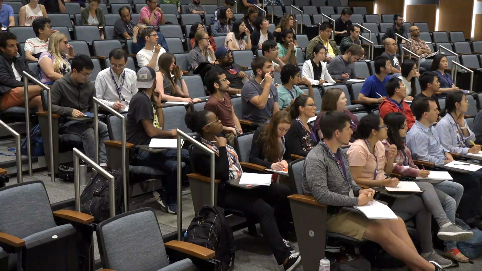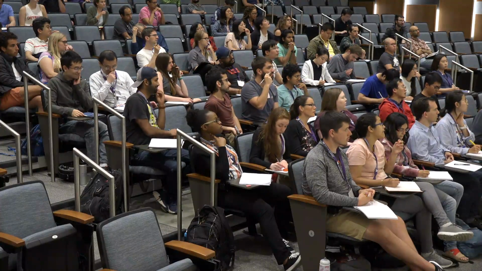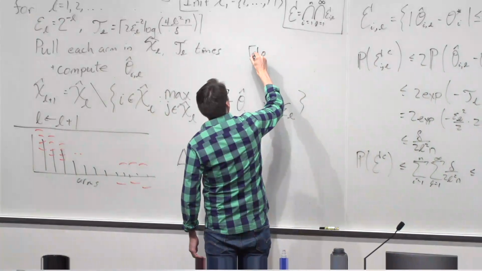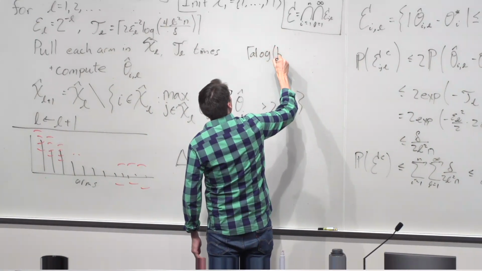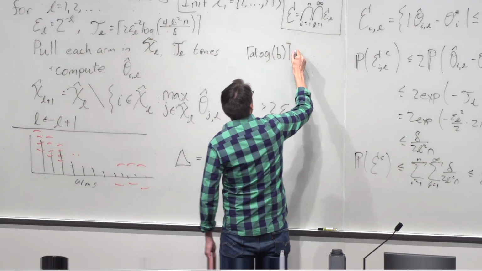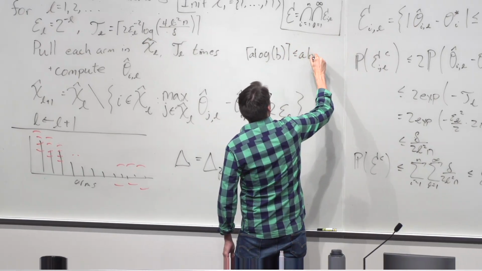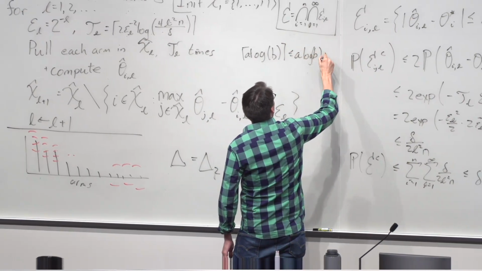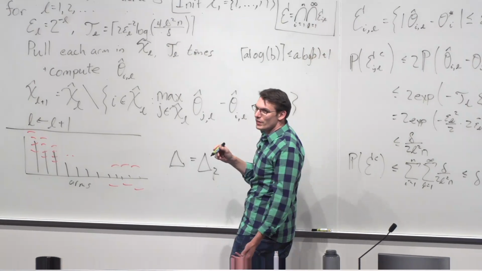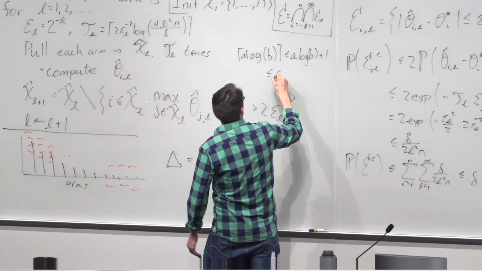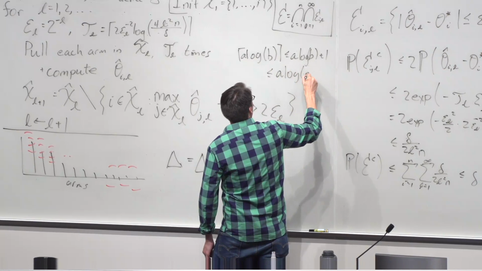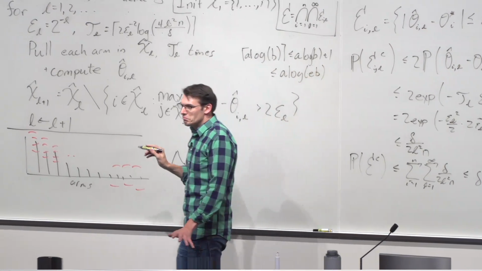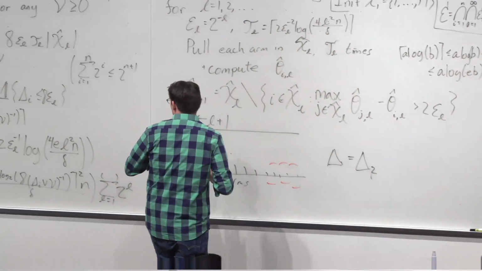The e came from the fact that the ceiling of a log of b is less than or equal to a log b plus 1. And then if a is greater than 1, then I can always upper bound this by a log e b. Just algebra. I don't want to deal with ceilings.